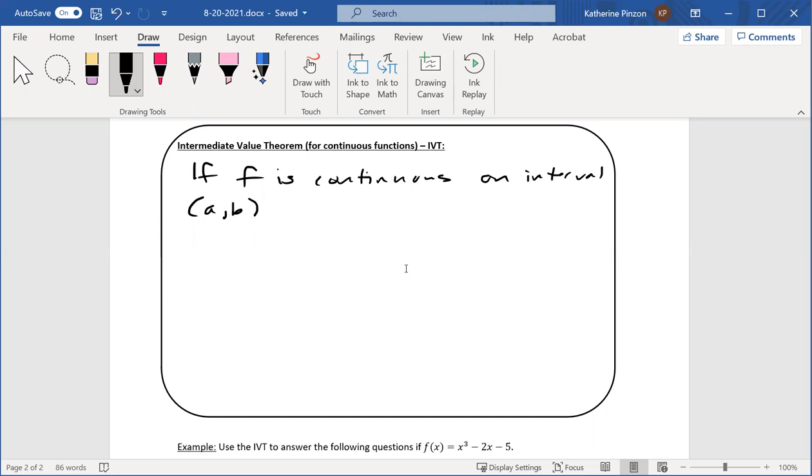If my function wasn't continuous, I could just jump right over it, right? I could have some sort of jump discontinuity in the middle. I could jump right over it and miss the y value I'm looking for, okay?